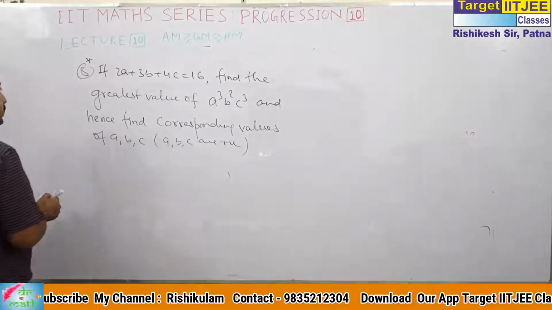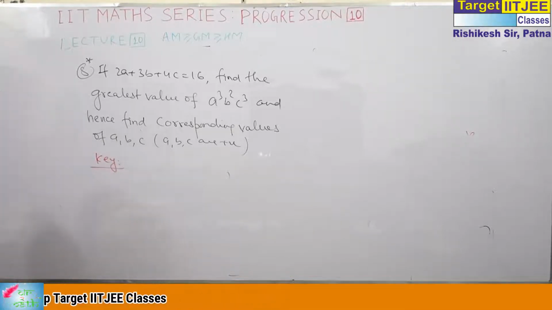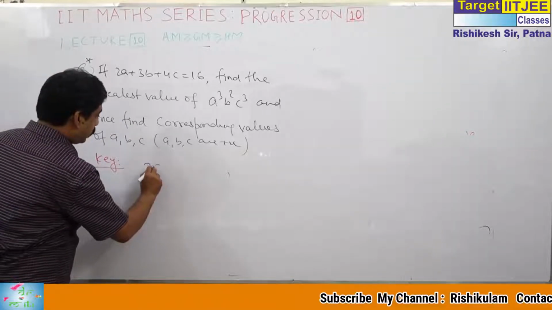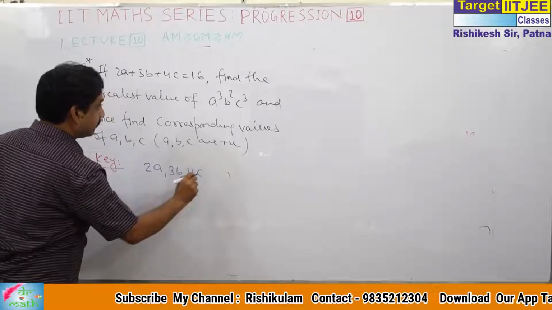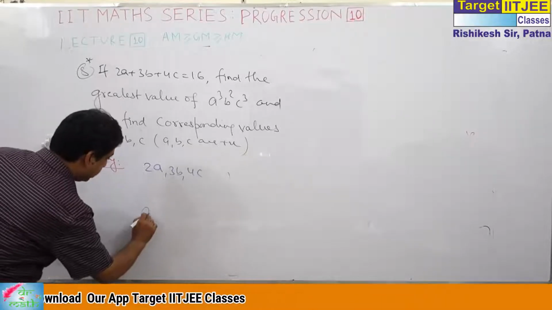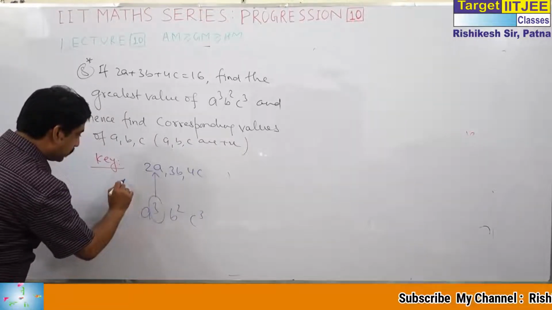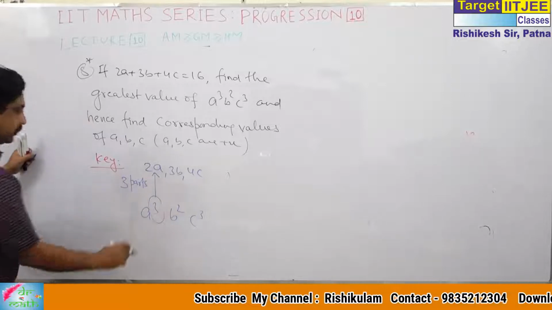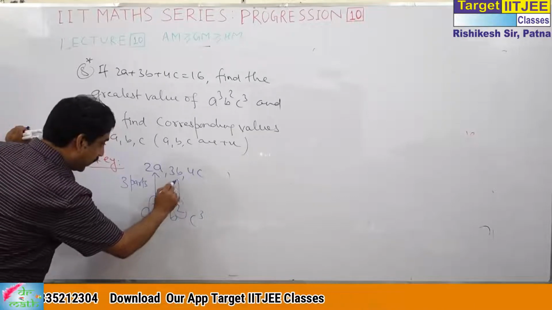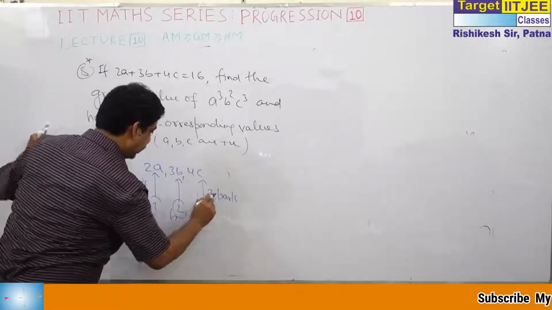Now, see what is the key. Actually, the key point is that 2a, 3b, 4c and a cube b square c cube. Divide 2a in 3 parts, because power of a is 3. Divide 3b in 2 parts. And divide 4c again in 3 parts.